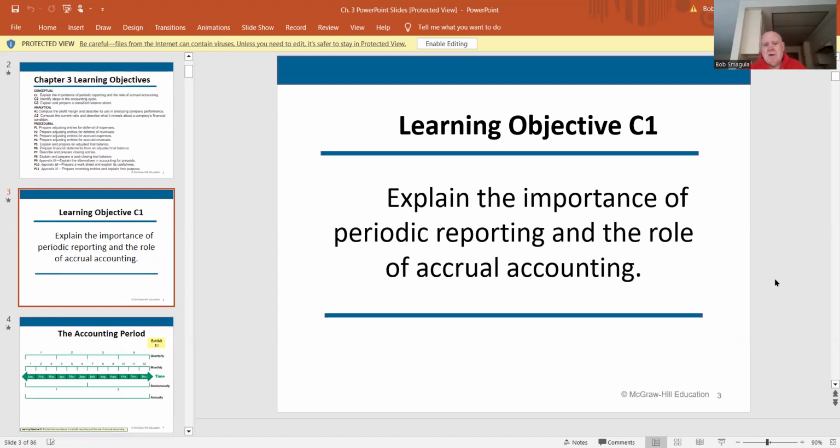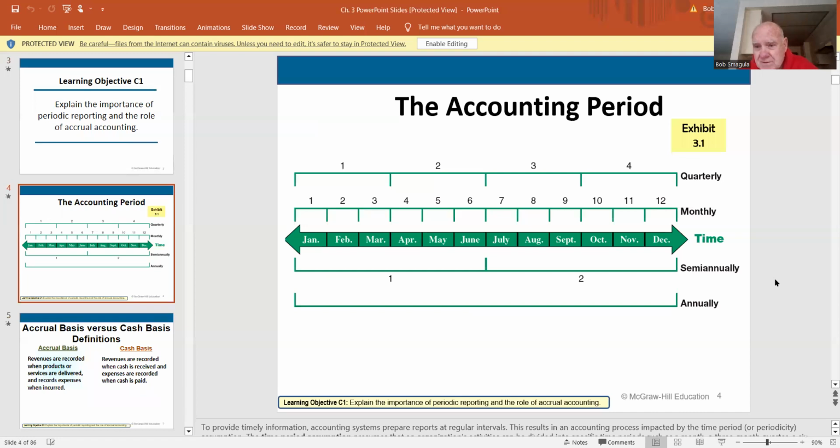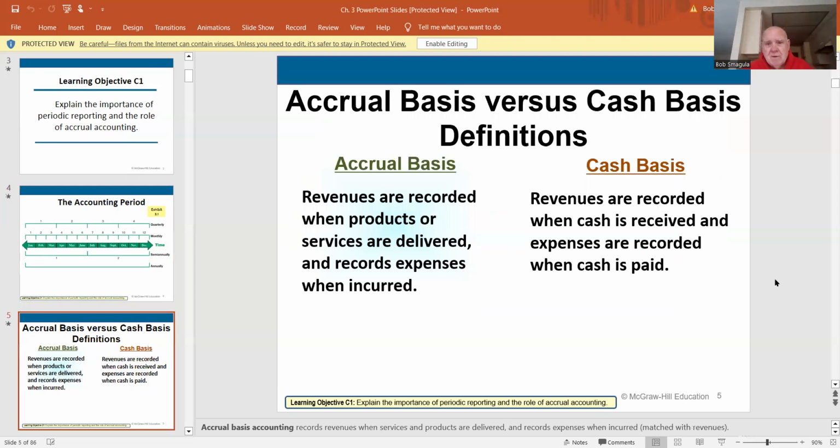Explain the importance of periodic reporting and the role of accrual accounting. The accounting period can be a month, a year, a quarter, any period that a company chooses to break out its financial activities. It doesn't have to be a calendar year.